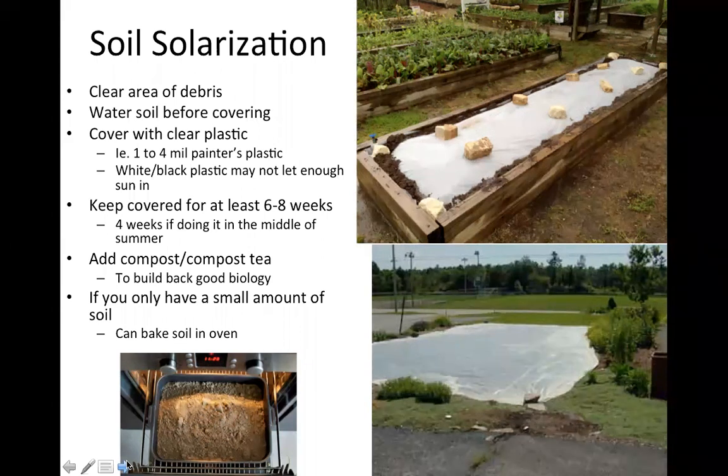You can use the painter's plastic from Home Depot that people use to cover their furniture when they're painting. But the idea is you want to water your soil really well, because I think there's something to that water that helps bake everything, and then you cover your garden bed or your entire area with plastic.